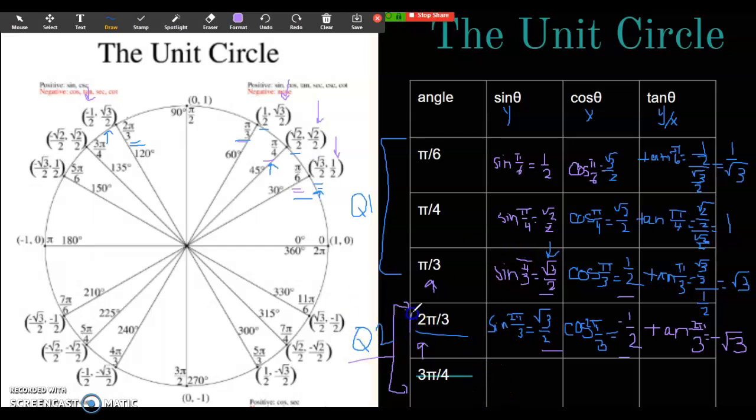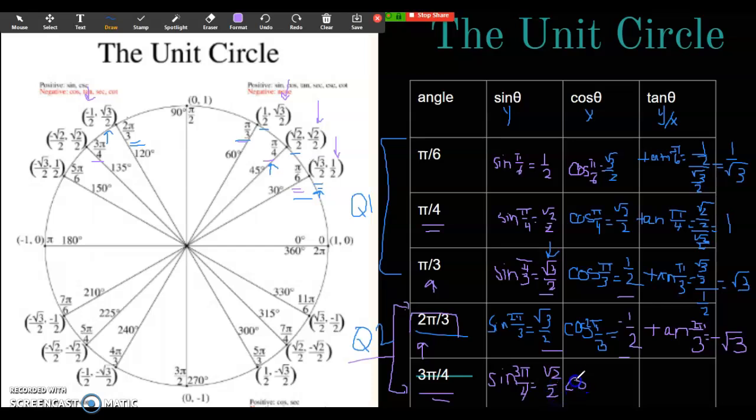So if that is the case for 2 pi over 3, what will we do for 3 pi over 4? Well, we're just going to take the same sine, cosine, and tangent values of pi over 4, except we're going to just change the sine, cosine, and tangent values based on if they're positive or negative in quadrant 2. Notice 3 pi over 4 is in quadrant 2. So I know that the sine of 3 pi over 4 is going to be the same as the sine of pi over 4. It's going to be radical 2 over 2.